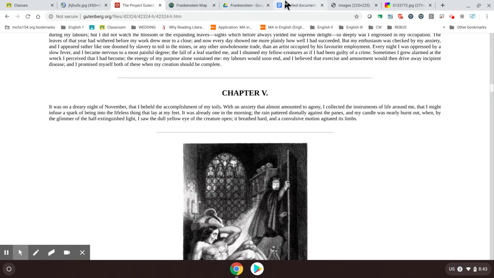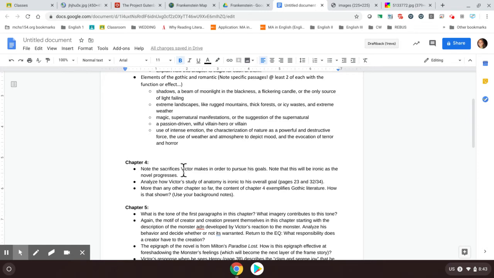So just a couple notes to make sure things that we paid attention to. Note the sacrifices that Victor makes in order to pursue his goals. This is going to be ironic, the things that he chooses to avoid here in order to create this creature. That's going to come back and be like, oh, really?